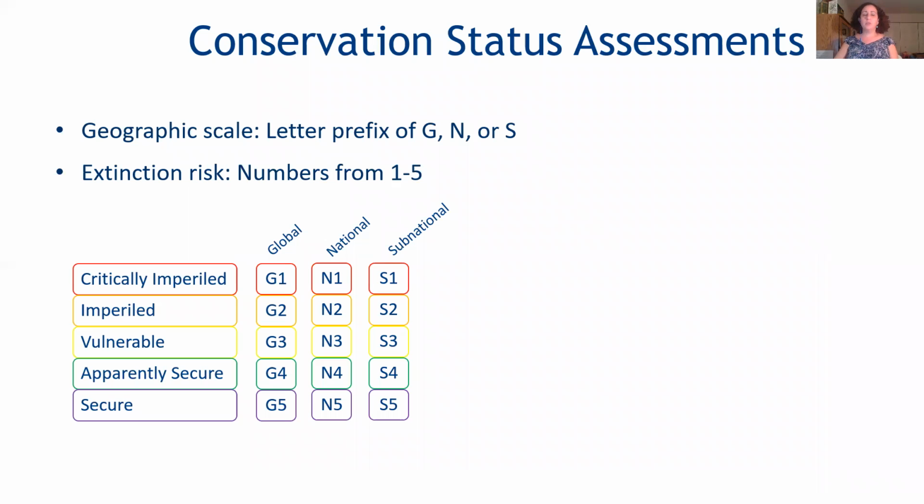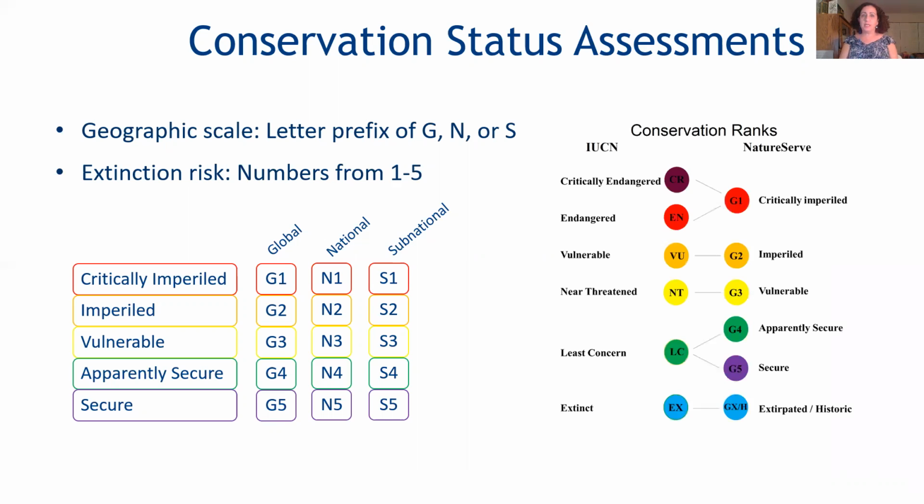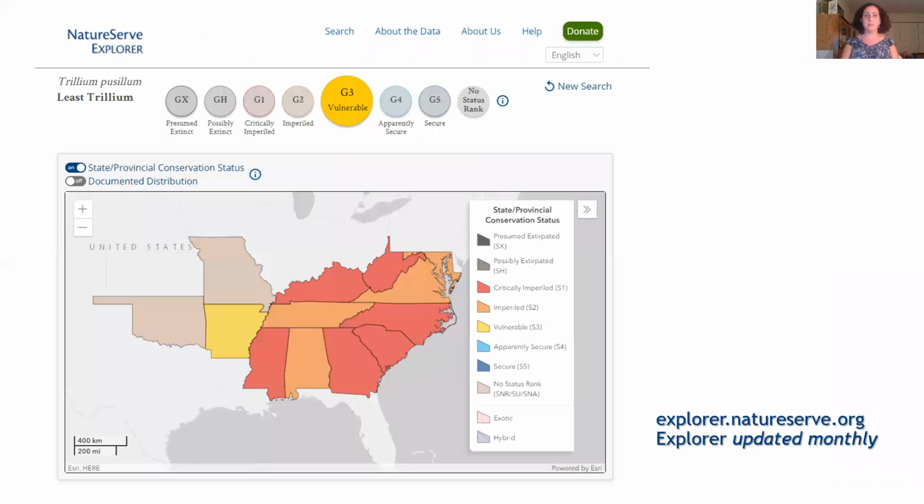We also do this at 3 geographic scales using letter prefixes to indicate G for global, N for national, or S for subnational. If you're more familiar with the red list, our ranks are very similar. This is a crosswalk of how our ranks align with the red list categories. So as I mentioned, we have these conservation status ranks. And this is a screenshot of our public-facing website called NatureServe Explorer, and it is showing Trillium pusillum.